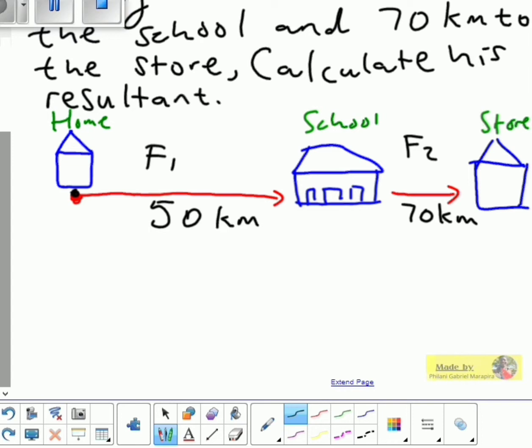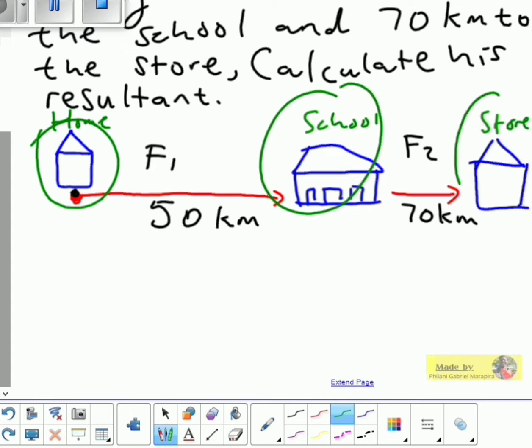It moves from home to school in an easterly direction, 50 kilometers. So it goes to the east, 50 kilometers, and goes to the store, east, in that very same direction, 70 kilometers. So we call these points collinear. It means the home, the school, and the store are all collinear points.